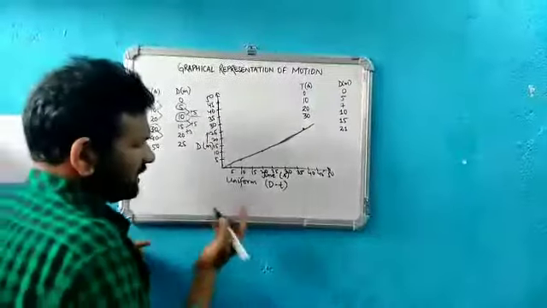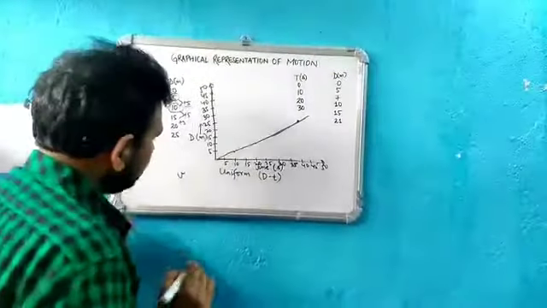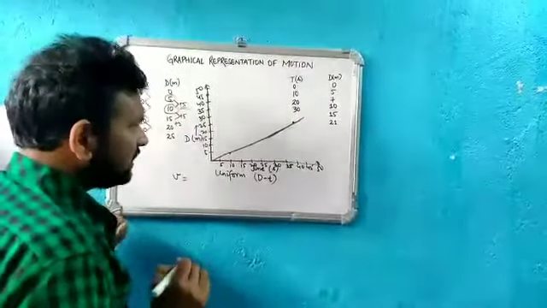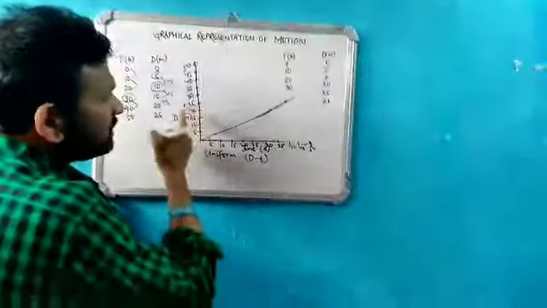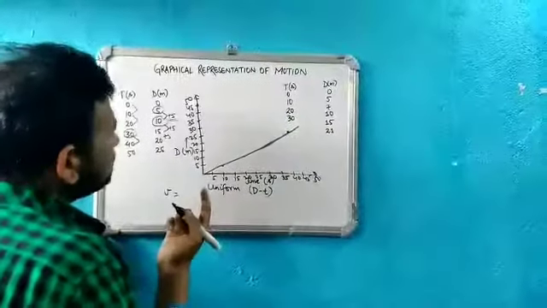Now what is the big deal then? From here we can calculate the velocity. What is velocity? Velocity is the rate of change of displacement. Now how will you do it? We can calculate the velocity from the slope of this graph. We can consider any 2 points.